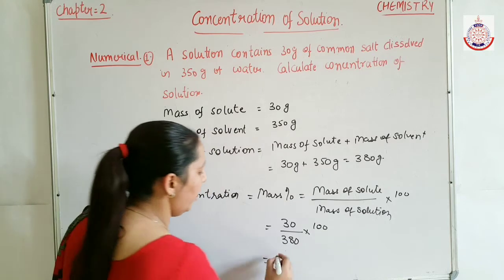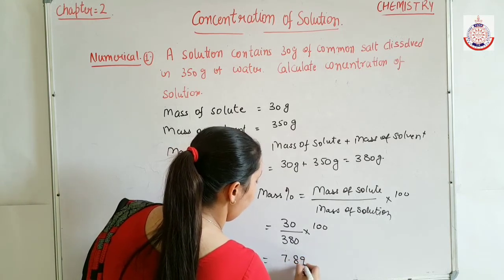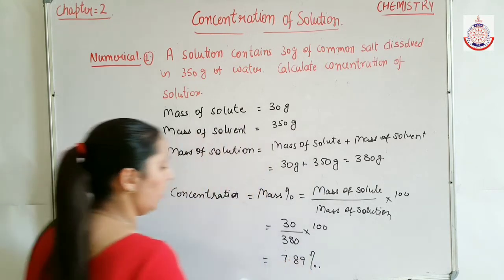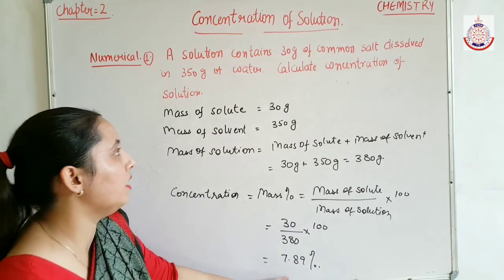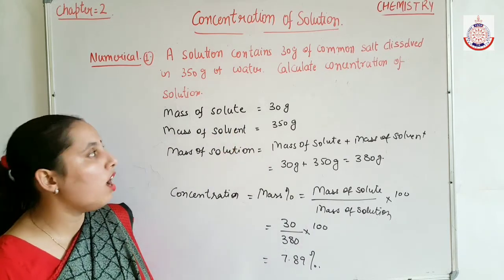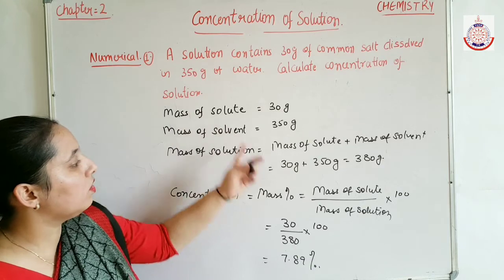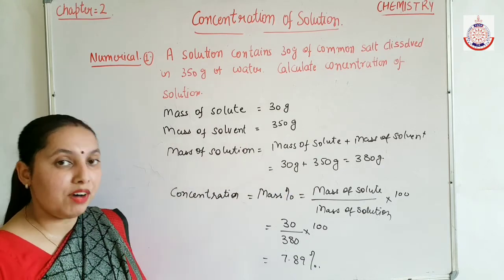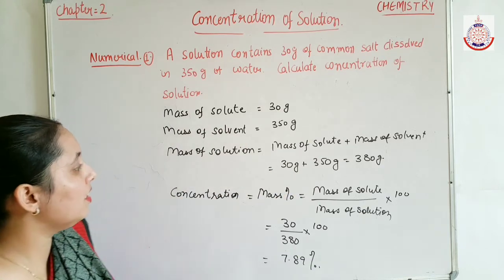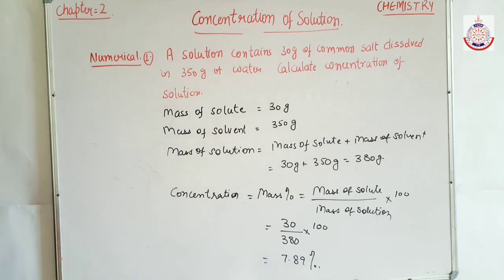Whenever you solve it, it will be 7.89%. It means 7.89% of common salt is dissolved in 380 gram of a solution. So this is the first numerical. Let's explore some more numericals.